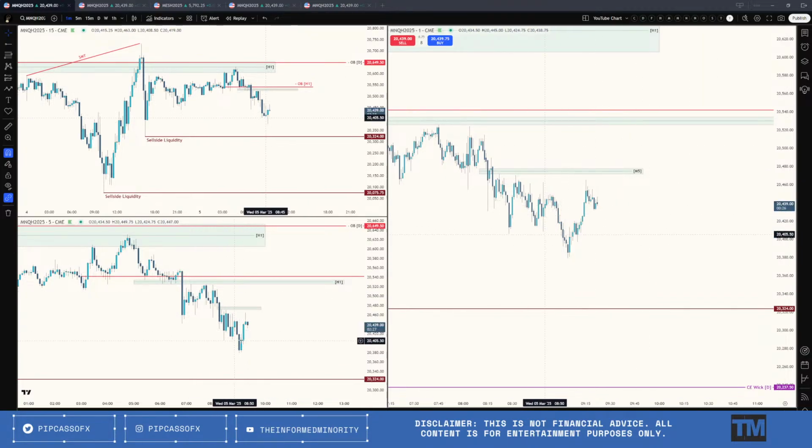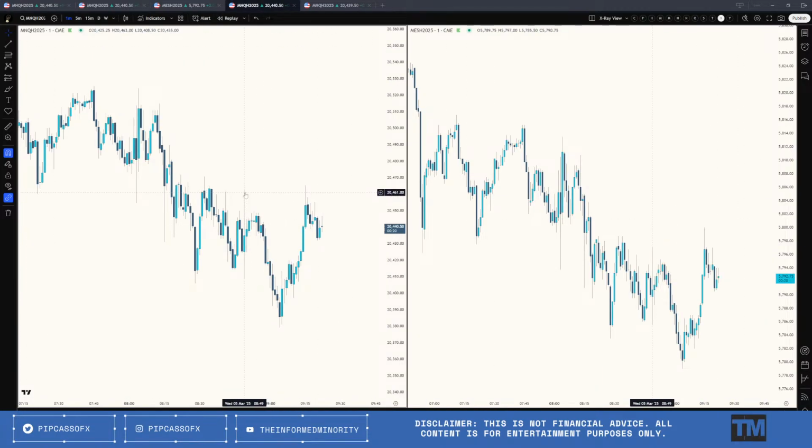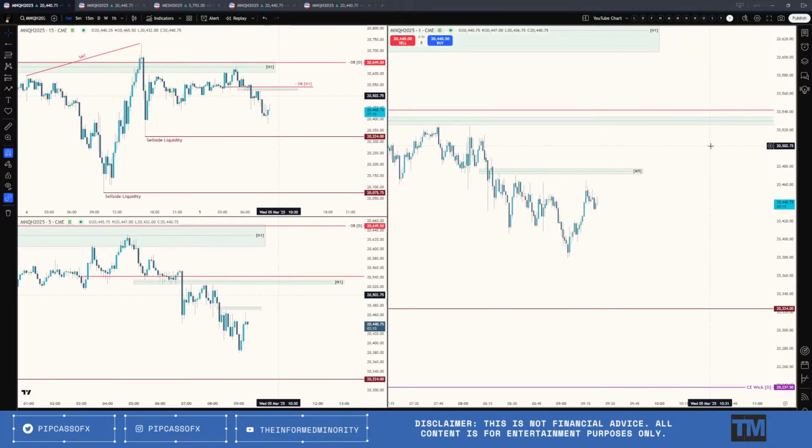So we have this gap here again. Don't really want to see it hold. I don't think we had any SMT there. No. We did have SMT here. You see this high there, this same high there went above. But again, nothing of importance for me right now. Yeah, it doesn't really show anything to me right now.